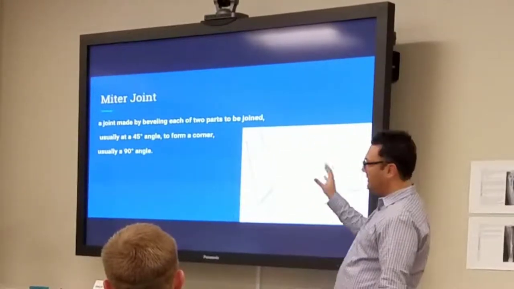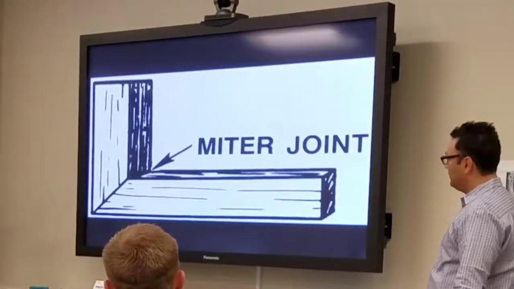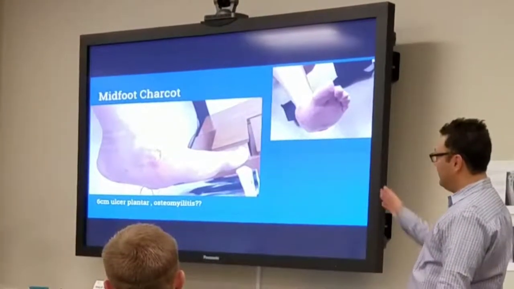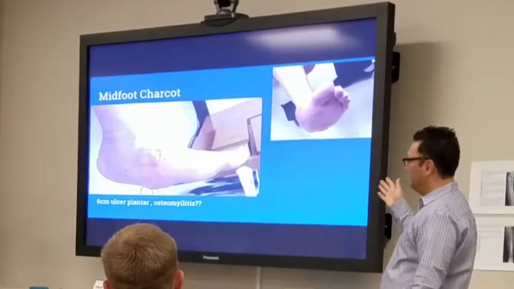But it's working in two separate areas. That's what your miter joint is. It's like the edge of a picture. So let's see. Here's a patient. This is a classic patient.